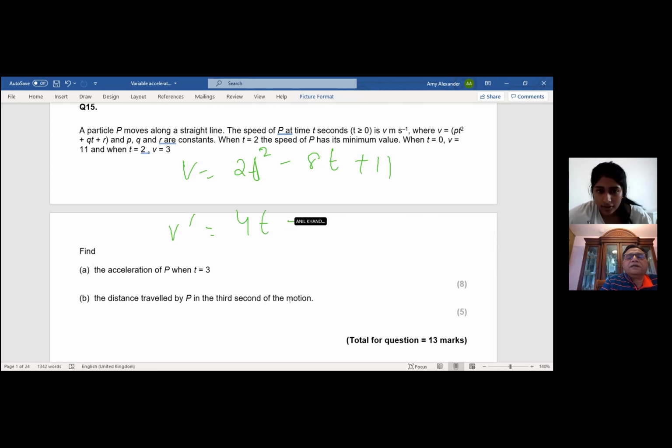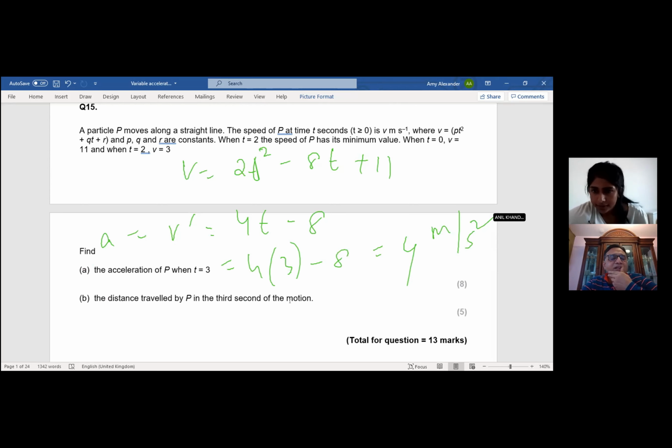4t minus 8. And part B I again found a bit tricky, but I thought we'd work through it. Correct. So we get this acceleration as equals to 4 meters per second square, right? Perfect. Now this is done. Next part. The distance traveled by P in the third second, right?